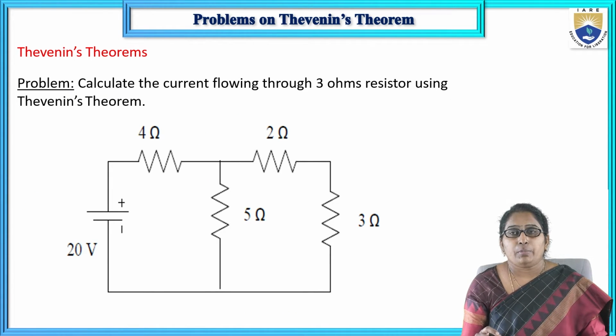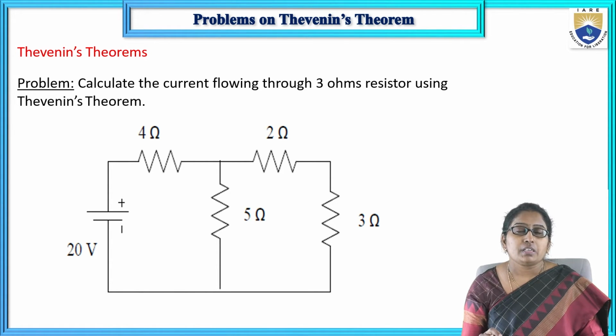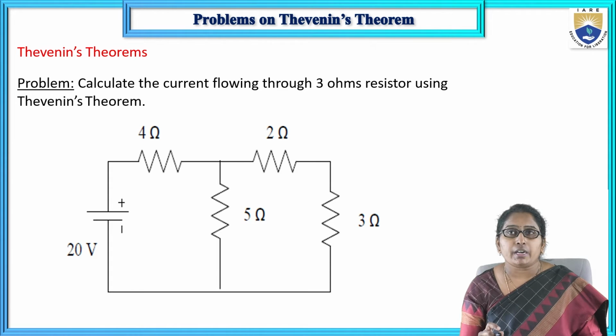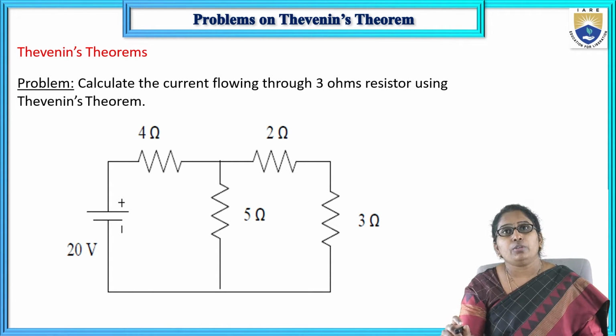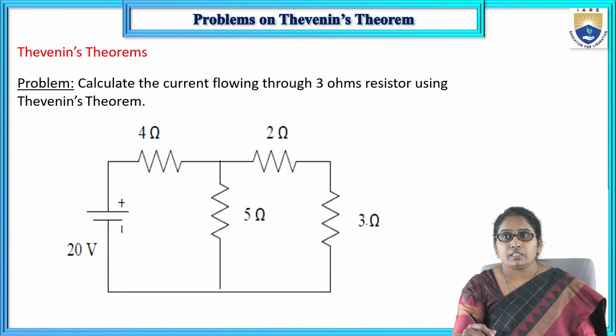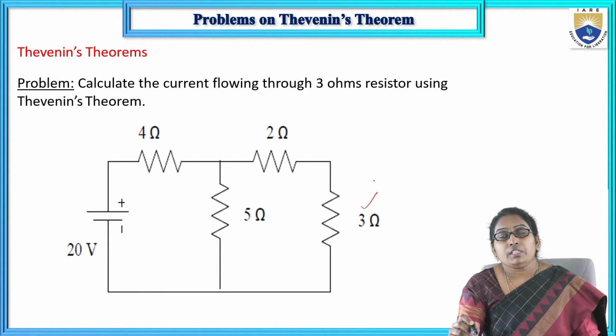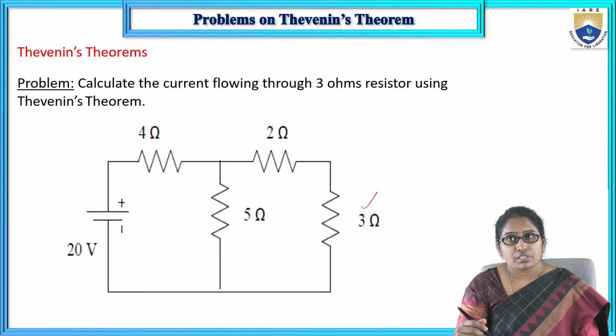Next, take a problem, take an example to apply this Thevenin's theorem to find the current in a particular element. So here the problem is given like this. Calculate the current flowing through the 3 ohm resistor using Thevenin's theorem. In the given circuit, we see that this is a 3 ohm resistor. So the question is to calculate the current in the 3 ohm resistor using Thevenin's theorem.